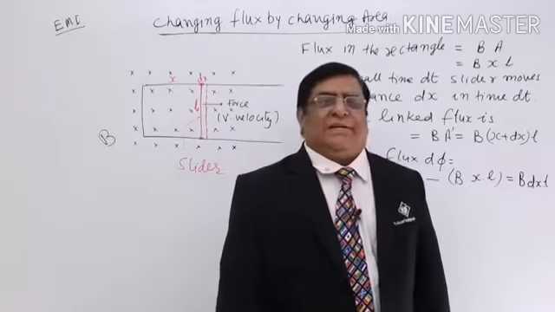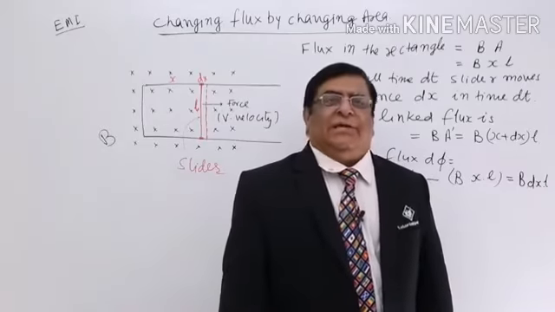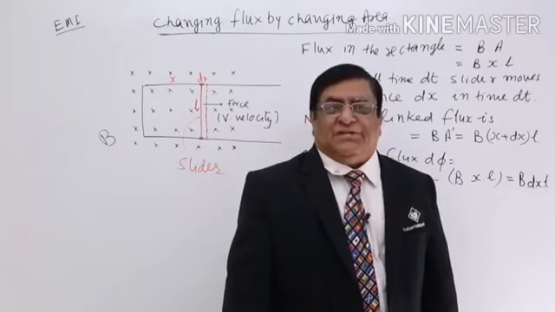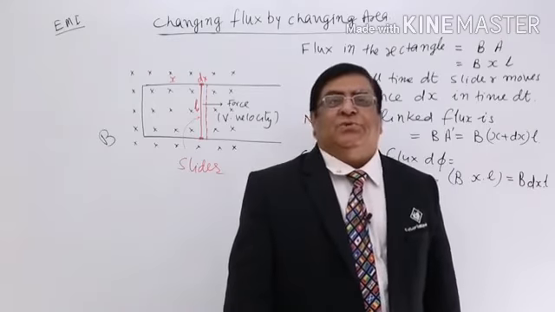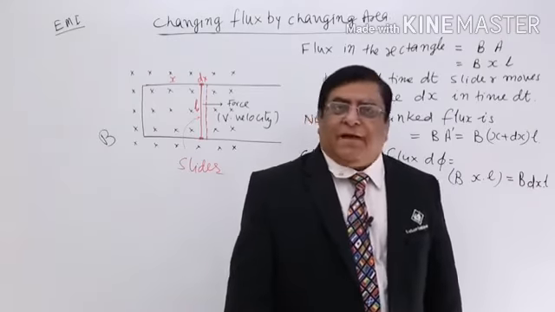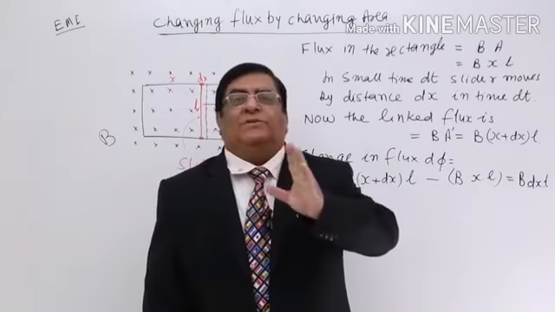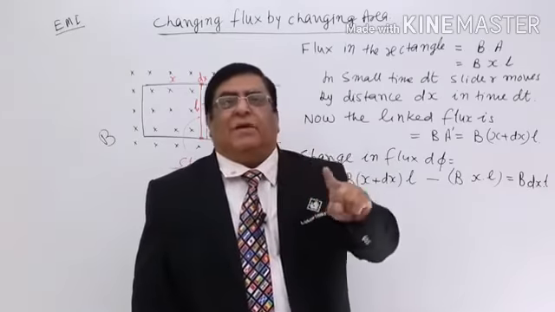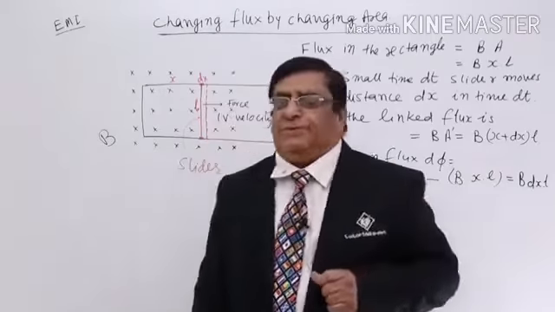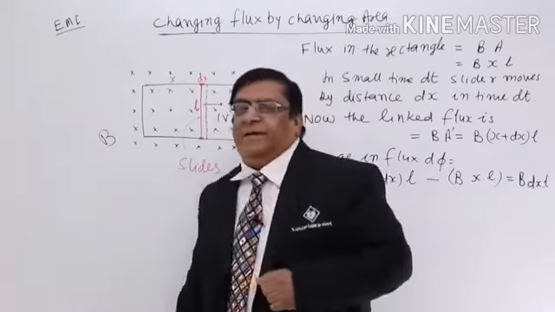Now we will see in the second case how the area of a coil, when it is changing, leads to induced EMF. When the area which is linked with the magnetic field keeps on changing, then EMF is induced and current flows. Here we have made an arrangement.